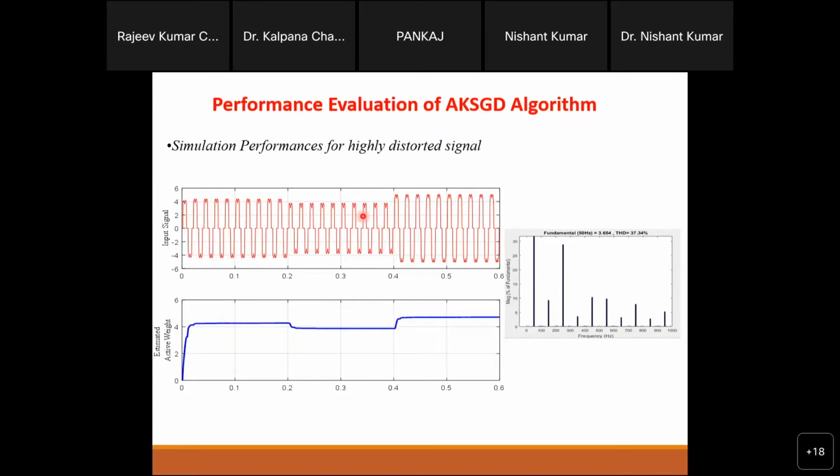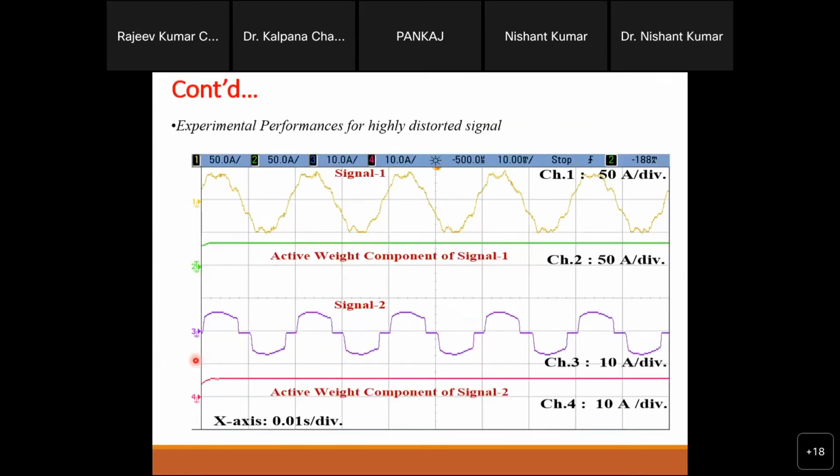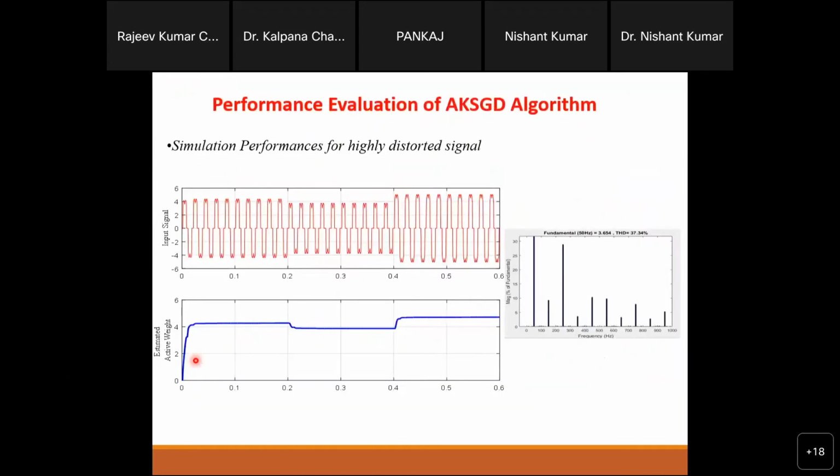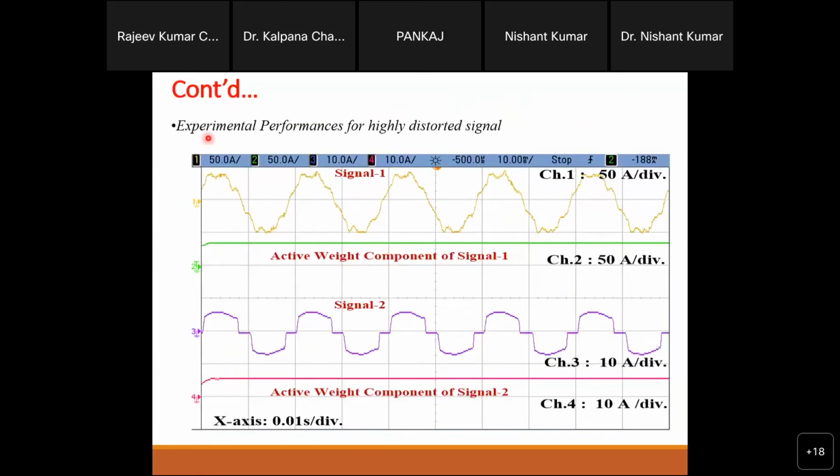So if this is the fundamental component, then what is the rest? The rest is the total nonlinear current. It means that if you have this one, you just subtract it from the actual signal, and then the rest is your nonlinear currents. That's why we have used this concept here. This is for the simulation, but a similar concept has been used for the experimentation also.